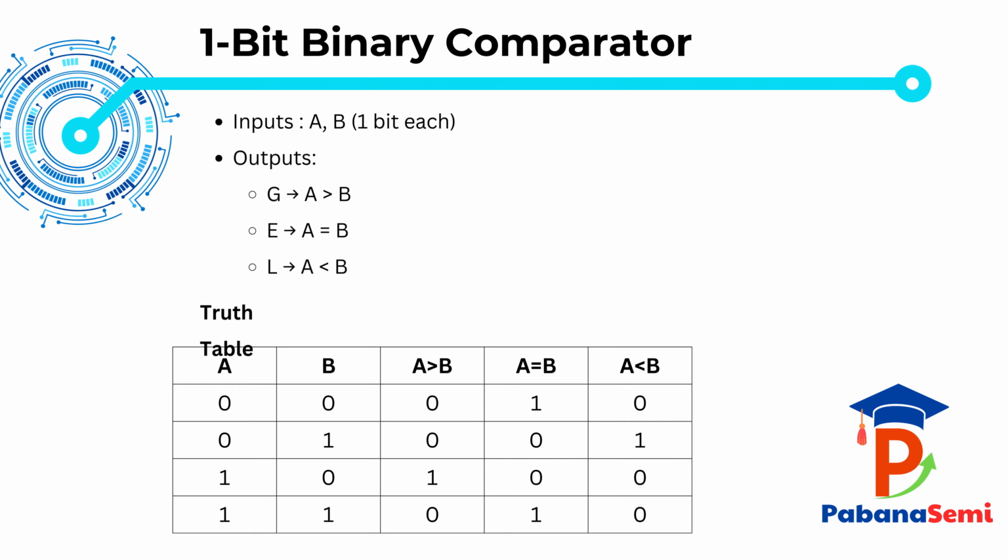Notice an important rule. At any time, only one output is high. This ensures clear, unambiguous comparison.